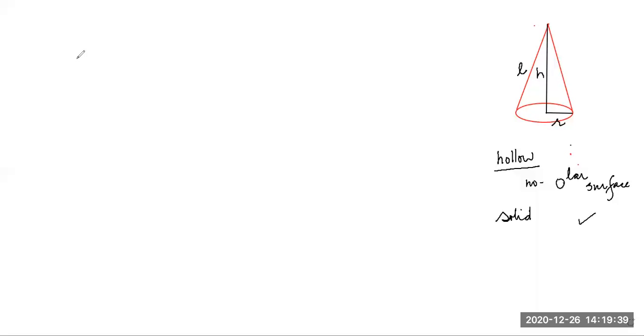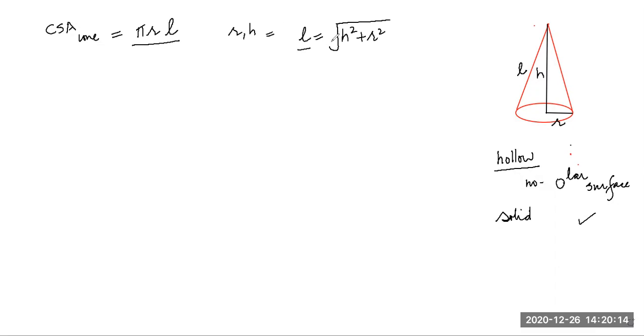So if we want to find out the curved surface area of the cone, the curved surface area of the cone is equal to pi r l, right? L is the slant height. Suppose L is not given, r is given, h is given, then we can find L as how? L is equal to the square root of h square plus r square, right? Because length is always positive, so we need not take the negative.